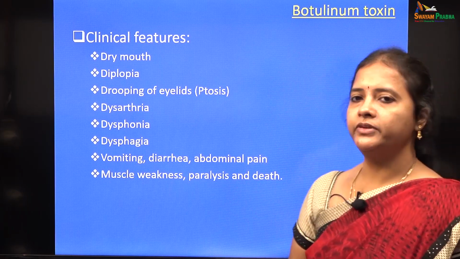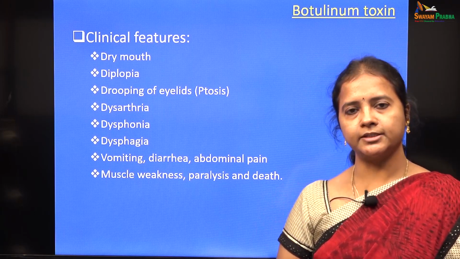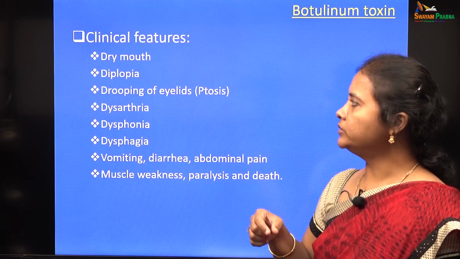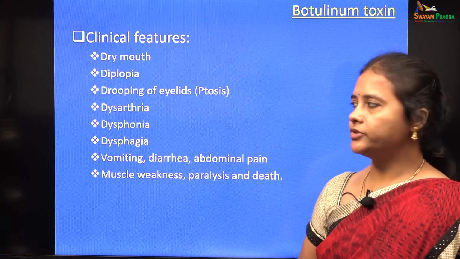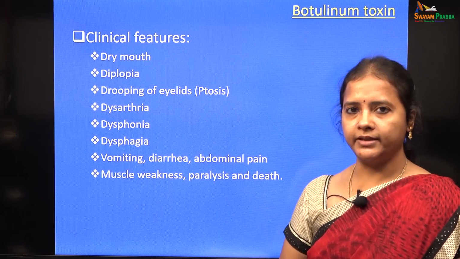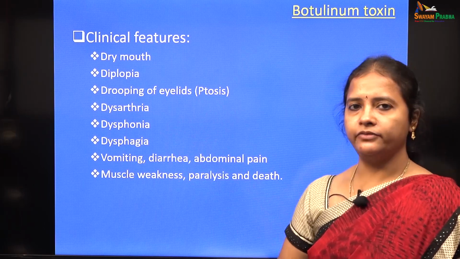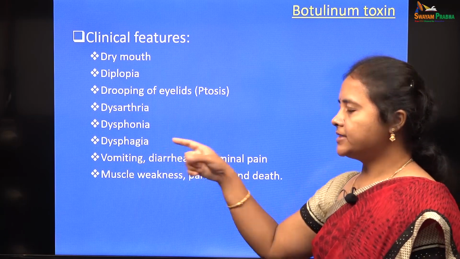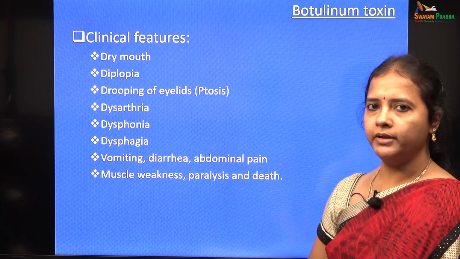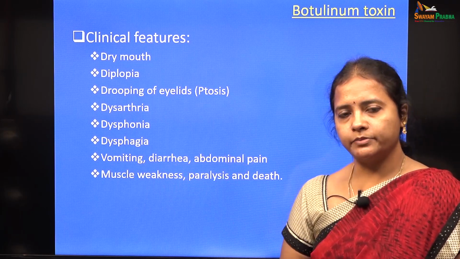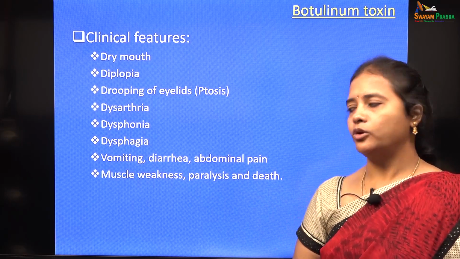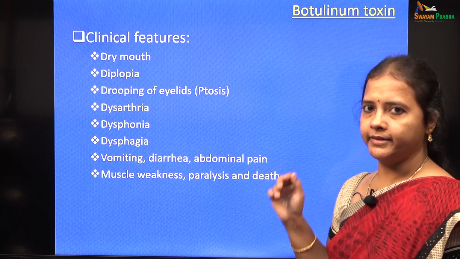the clinical features are usually associated with the central nervous system as well as the autonomic nervous system, where it produces dry mouth, diplopia or double vision, drooping of eyelids called ptosis, dysarthria as difficulty in articulation, dysphonia as difficulty in phonation, dysphagia as difficulty in swallowing, and leading on to vomiting, diarrhea, abdominal pain. Finally, the muscle weakness becomes severe. When the muscle weakness extends to the respiratory muscles, it can cause respiratory paralysis and death.